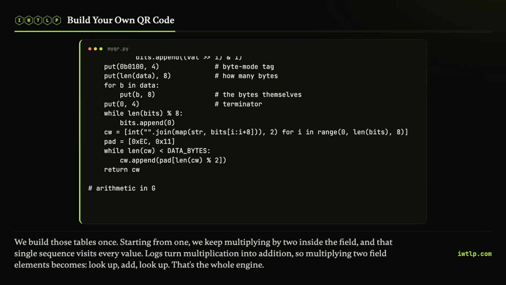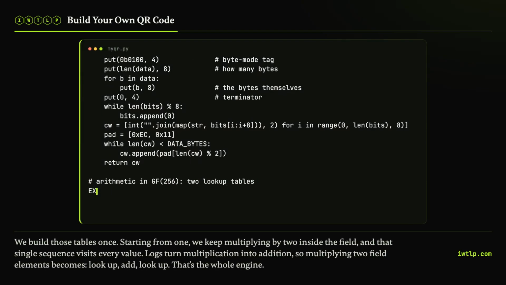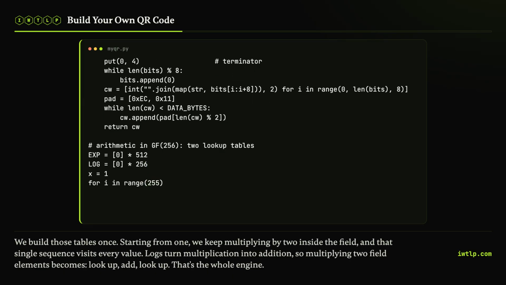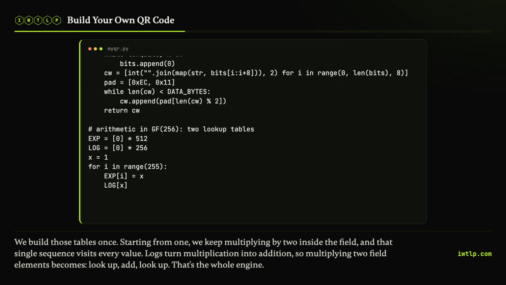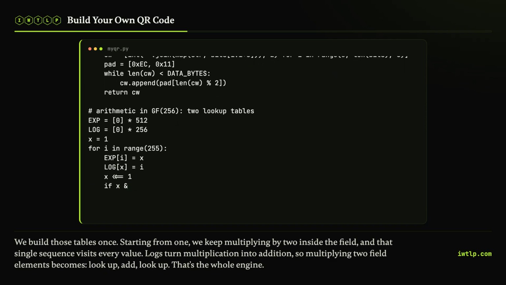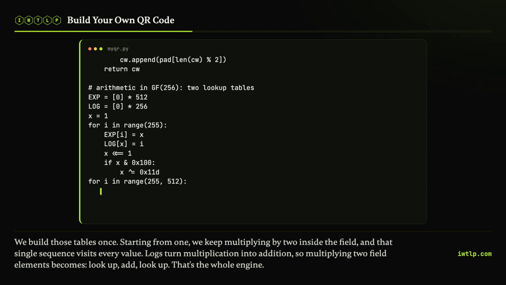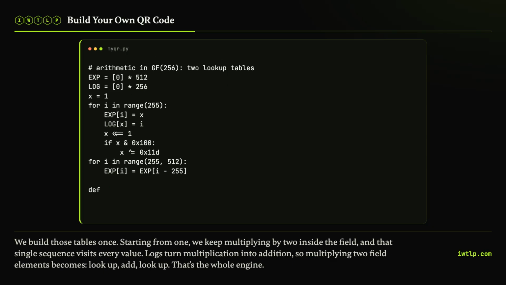We build those tables once. Starting from 1, we keep multiplying by 2 inside the field, and that single sequence visits every value. Logs turn multiplication into addition, so multiplying 2 field elements becomes lookup, add, lookup. That's the whole engine.